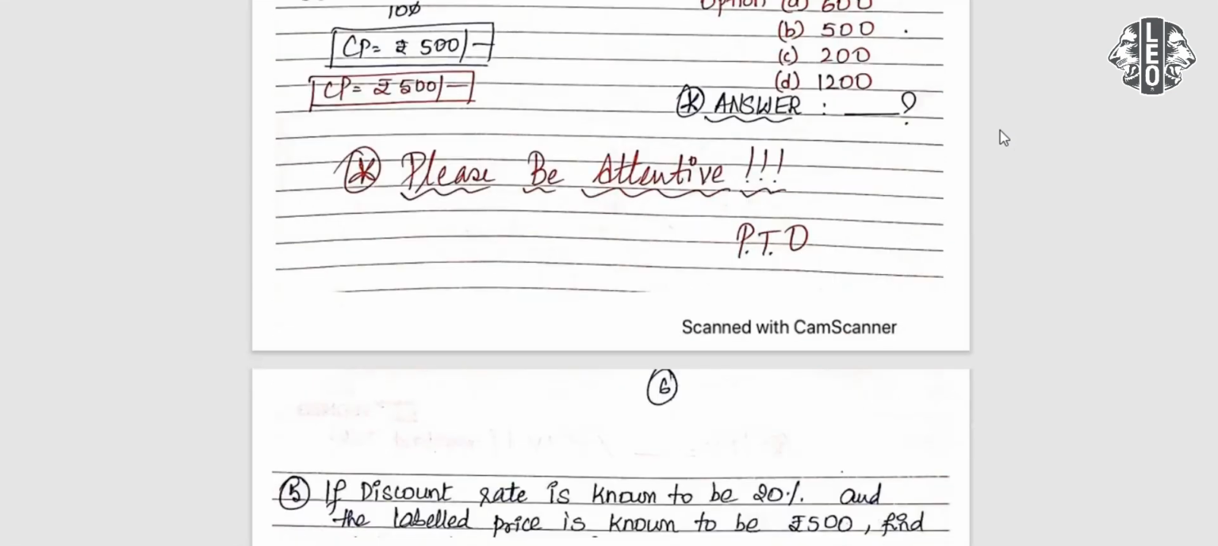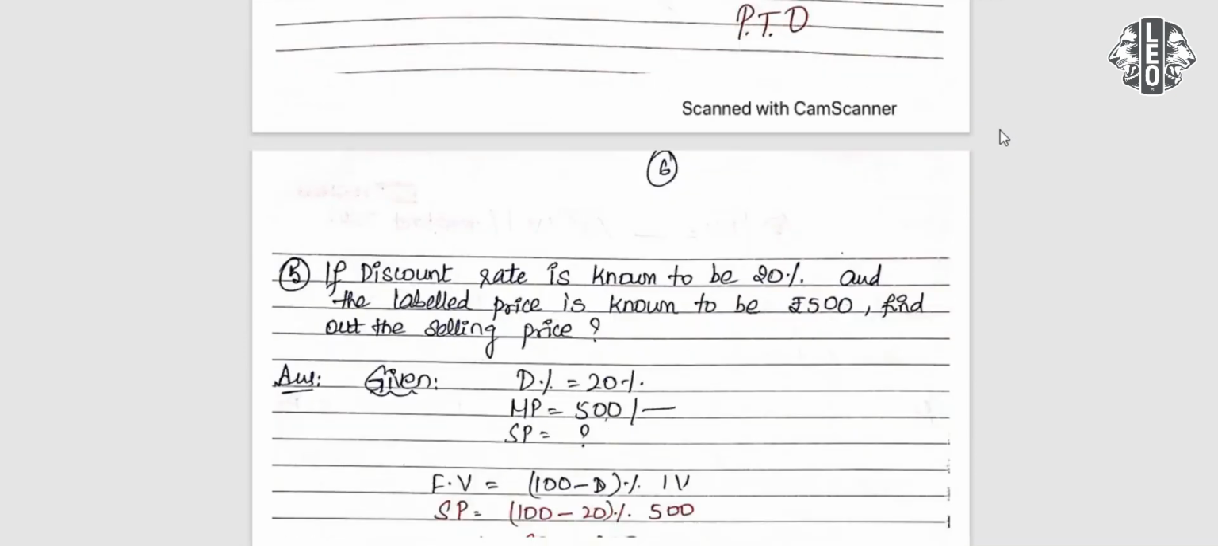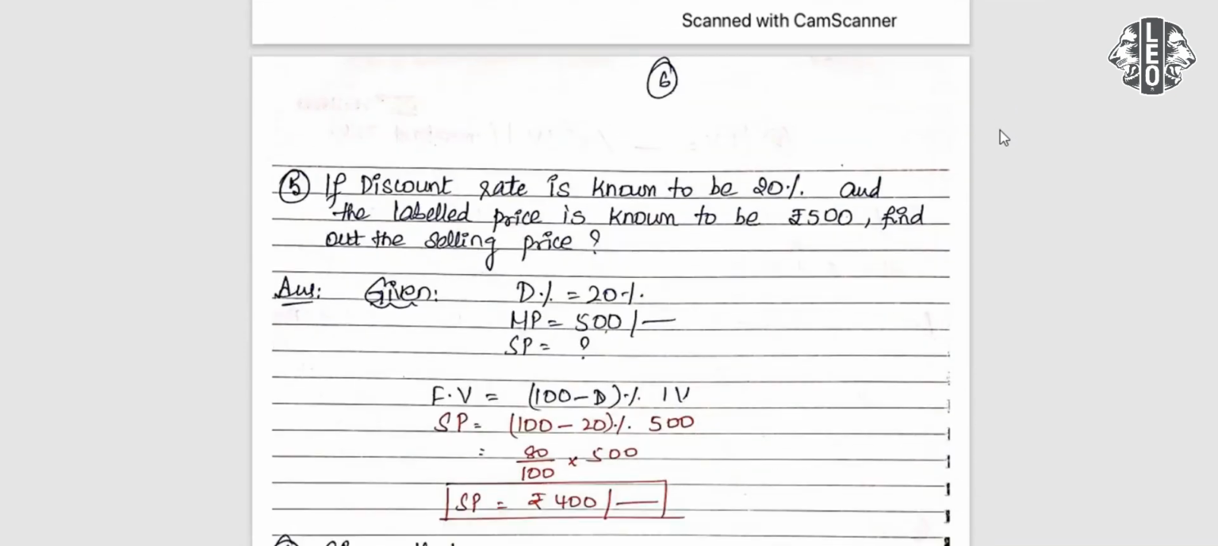So please be attentive. So this is an important question. Please take down this question. The discount rate is known to be 20% and the labeled price is known to be 500. Now you want to find out the selling price. Labeled price is nothing but your MP, marked price. Find out the selling price.